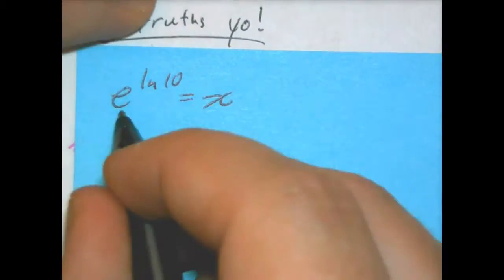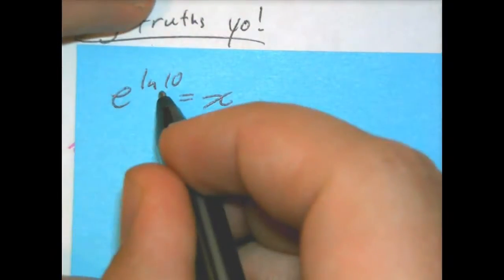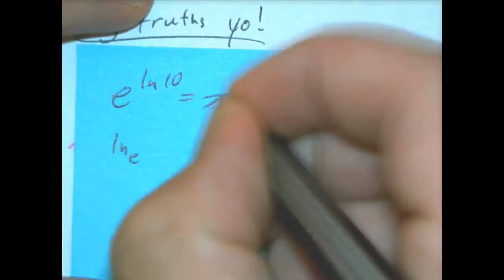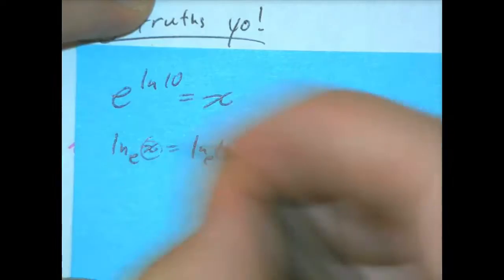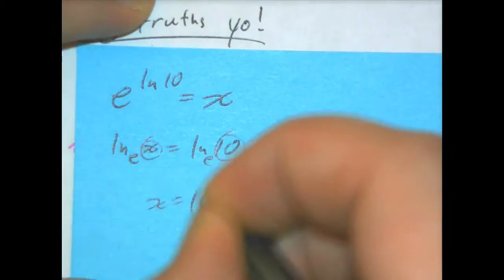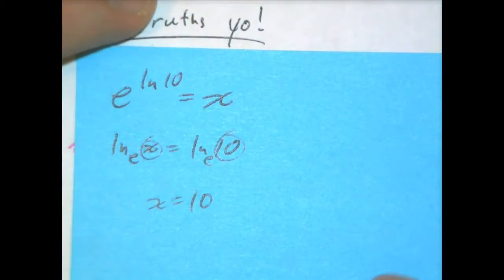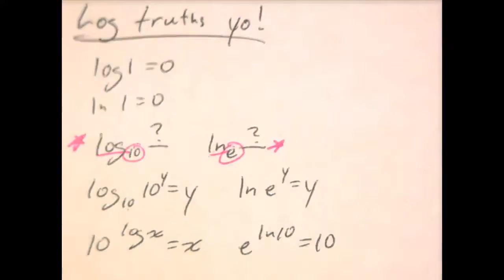So this is written in exponential form because it is being raised to the exponent. If I rewrite this in logarithmic form, I have the base, so ln base e, x equals ln 10. Well, I know that the understood base there is e, so x must be 10. Since they both have the same base, the numbers inside must also be equal. So that is why that is equal to 10.